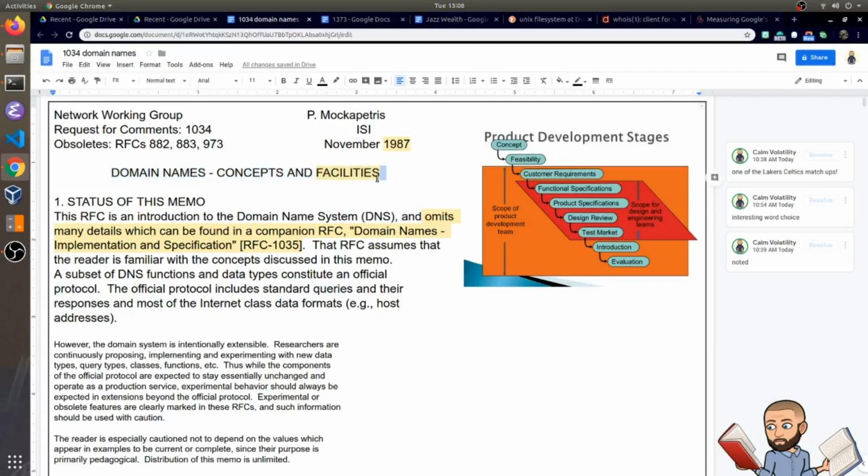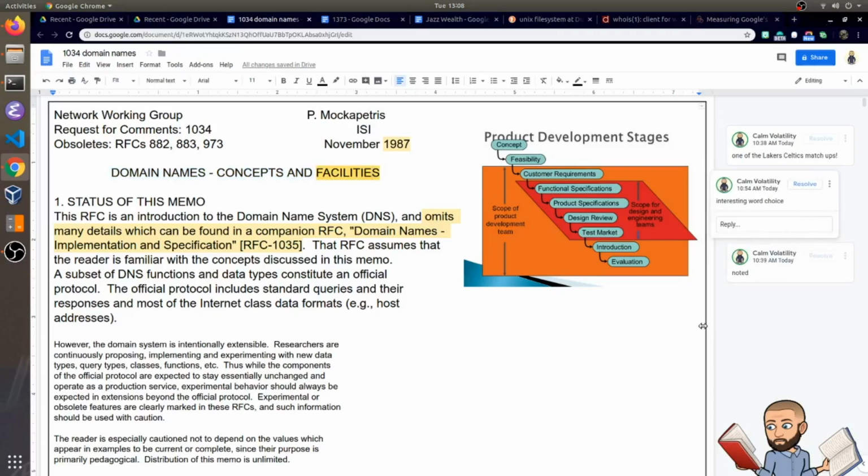And I thought it was interesting they chose the word facilities, but if you use the word use to substitute it the entire time, it makes a lot of sense. And if you think about the context this word is in, right next to the word concepts here. So in that context, first you have the concept of something, and then all the details are after. So that's what this RFC is going to cover. All the details that go into domain names.